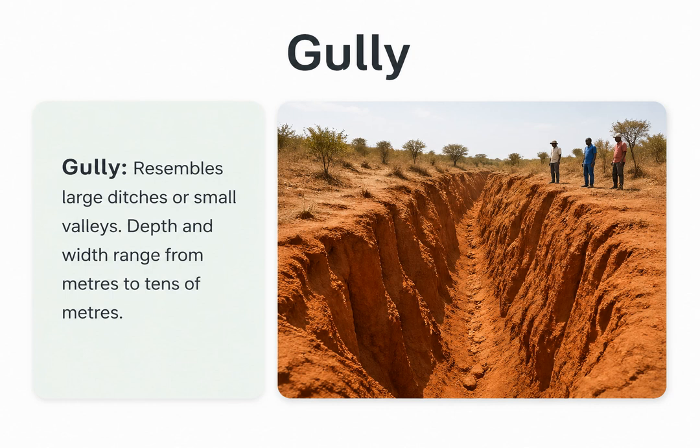A gully is essentially a larger ditch or a small valley created by running water. They are much bigger than rills, often measuring several meters to tens of meters in both depth and width. Once a gully forms, it channels even more water, accelerating the erosion process.